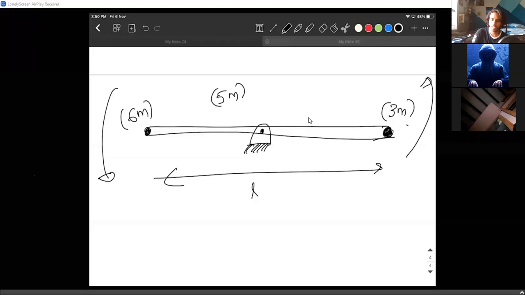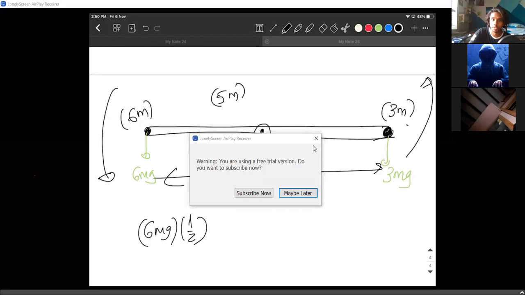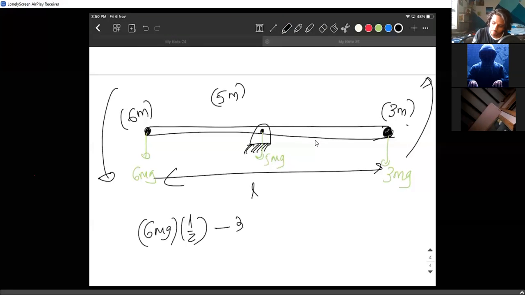Let me just check it. Okay, the values are big. There is 5mg acting here, 6mg acting here, and 3mg acting here. I'm going to write the torques. This time I'll take anti-clockwise as positive. It's totally our call whether anti-clockwise is positive or negative. So I'm going to write 6mg into L by 2 minus 3mg into L by 2. That net torque equals I into alpha.